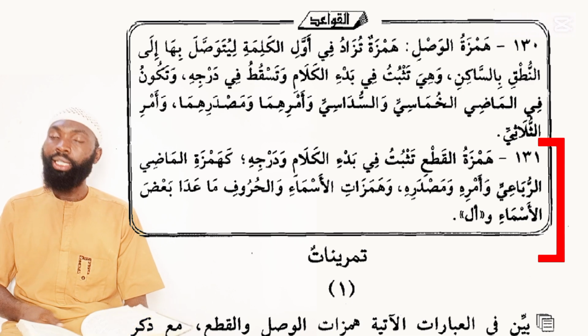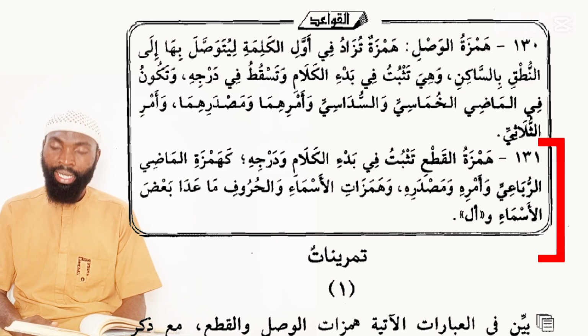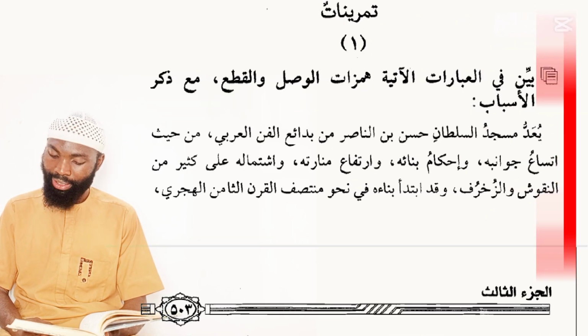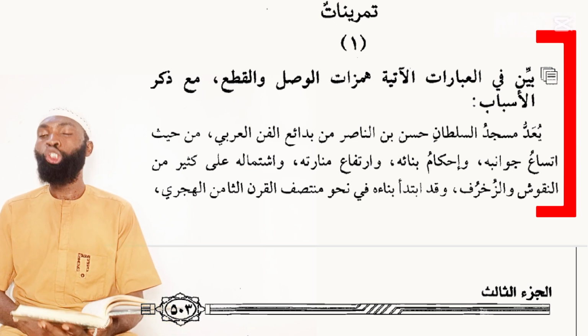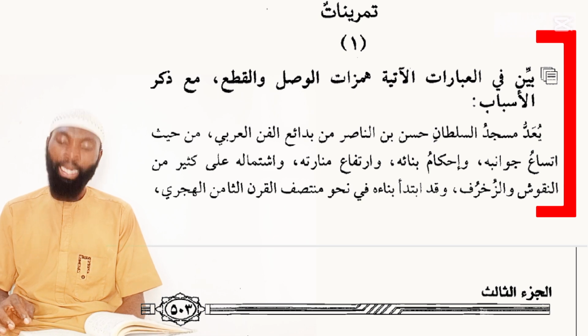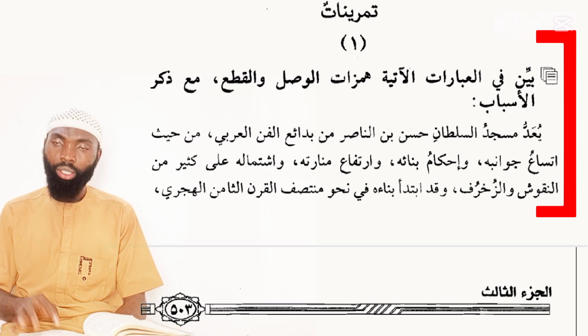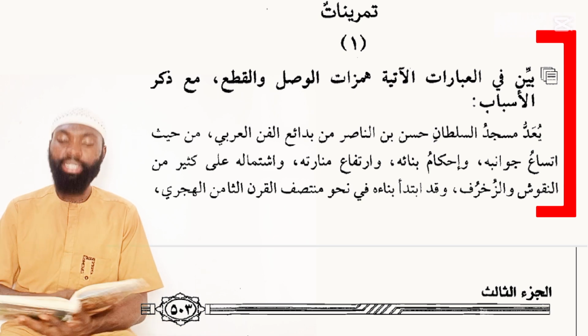Hamzatul qata'. Now we have tamrinat, exercises. The first exercise, to better understand it, says: بين في العبارات الآتية همزة الوصل والقطع مع ذكر الأسباب. You are to mention all of the hamzat al-wasl and hamzat al-qata' in the following expressions and mention the reason.